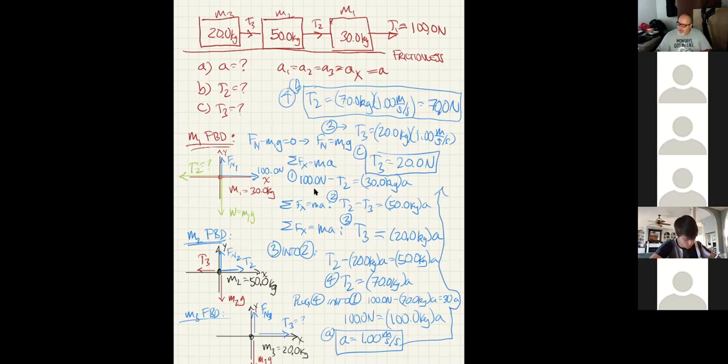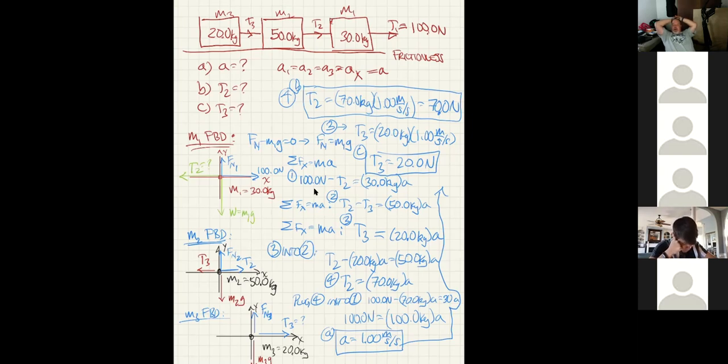Some things to learn about this: notice we could have treated 20 kilograms plus 50 kilograms, which is 70, plus 30 kilograms, which is 100. We could have treated that whole object as one 100 kilogram object. We just say 100 newtons is the only force acting on it. It's to the right, which is the positive direction. So we'd say 100 newtons is equal to 100 kilograms times A, and we would have immediately gotten A.